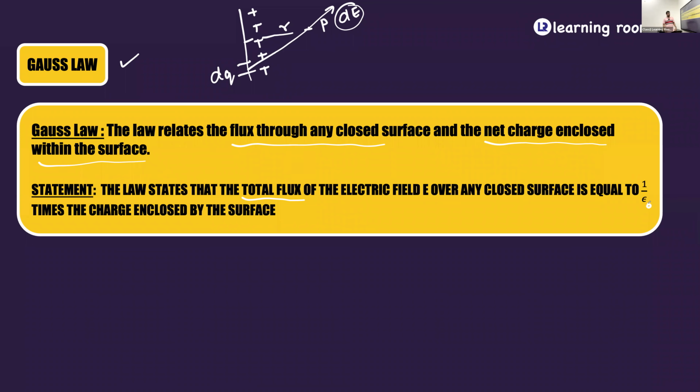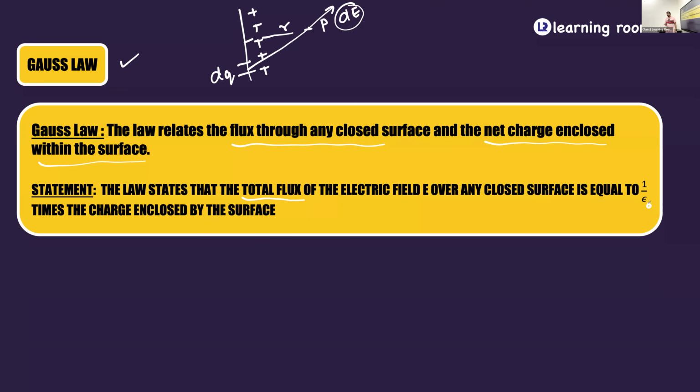So for you to define flux, what is it you need? You need a closed surface in the first place. So what are they saying? You can always relate the total flux that is coming out of or going into a closed surface is equal to 1 by epsilon naught times the total charge that is enclosed within the surface. So that's what the statement is.